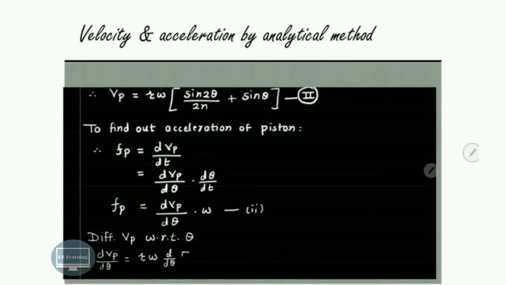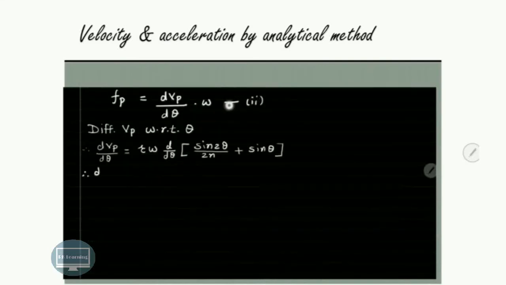So differentiate Vp with respect to theta. So dVp by d theta. So we have to differentiate this equation. R omega is constant, so we have to find out derivative of this term which is present in the bracket. So this is equal to R omega as it is. Now take this derivative sign inside. 1 upon 2n is a constant, so keep it as it is. So we will have derivative of sine 2 theta plus derivative of sine theta.